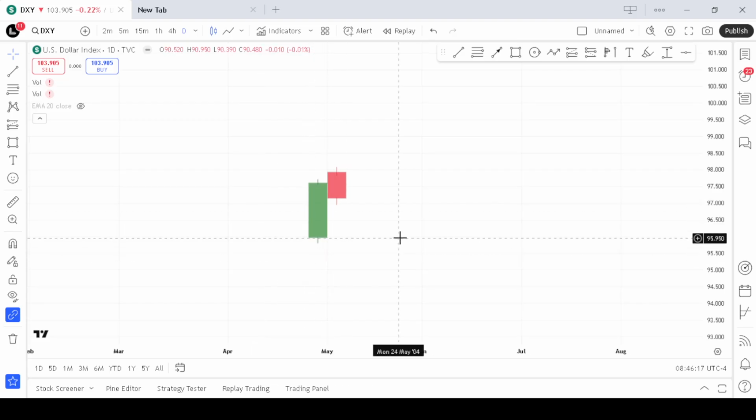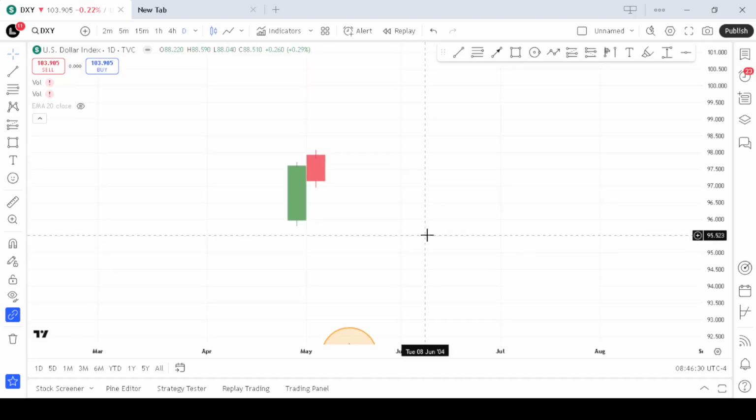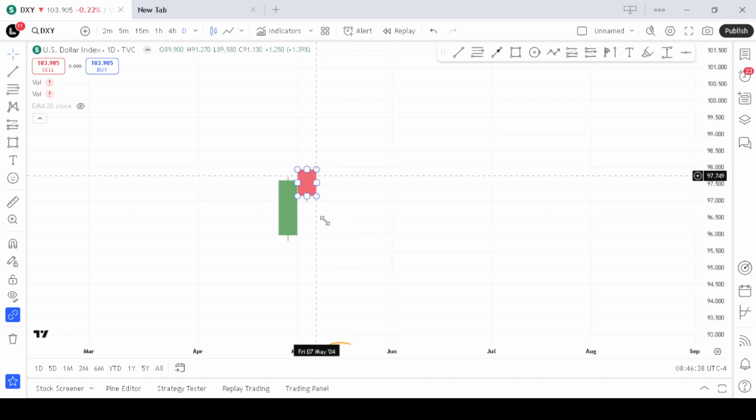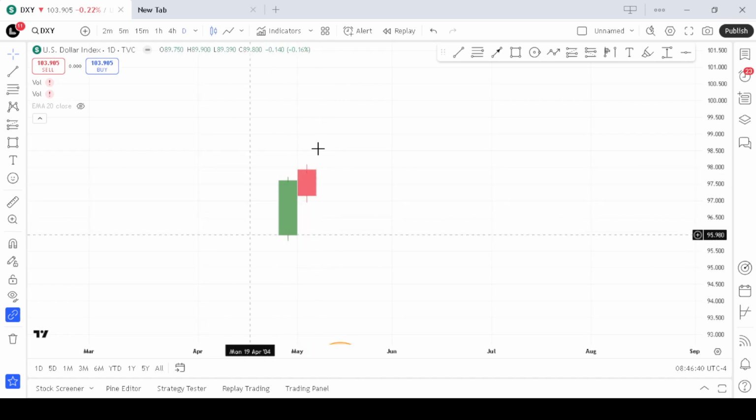So let's get started. We start by understanding what this descending hawk candlestick pattern is. It's a two candle formation that signals a potential reversal in the market. It typically appears after a strong uptrend, indicating that buyers may be losing control and sellers are starting to gain control. Now, how do we identify this pattern?